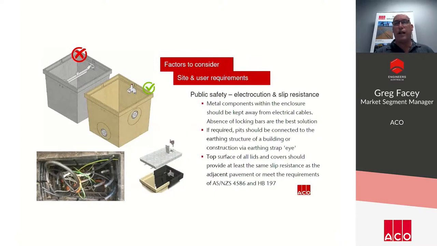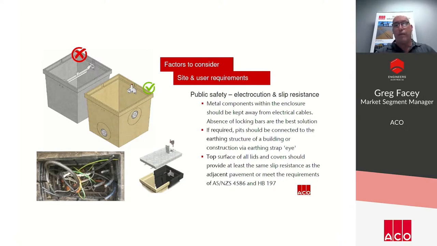We also need to consider the site and user requirements and the public safety and how the lids are going to be secured, particularly with electrocution and slip resistance. So metal components within the enclosure should be kept away from electrical cables, and the absence of locking bars is the best solution. So the industry has moved away from having crossbars across the pit to lock covers down to now having a barless system, and this reduces the risk of cables touching bars and making the lid then live.